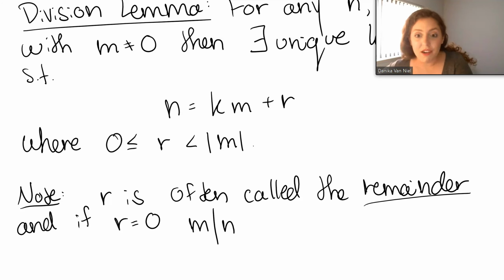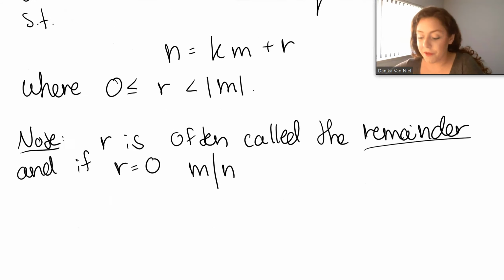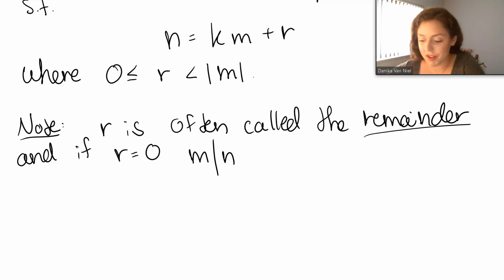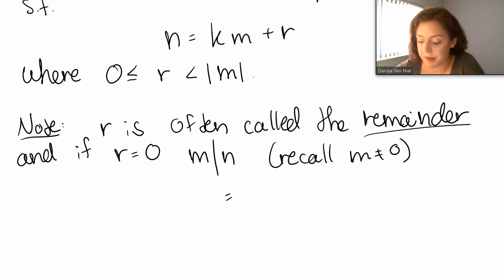Well, if r equals 0, then they perfectly divide each other. The other way that you can see that, if what I just said sounds like gobbledygook, is you would end up having n equals km. k is an integer, so by definition, m divides n. That's just by our definition of division. And remember, m's not allowed to be 0. Fabulous. Let's move on.